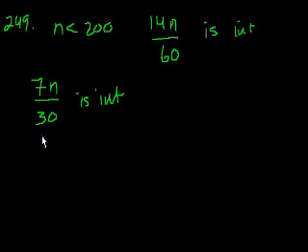Well, let's just pick the smallest one. I mean, there's a lot of different candidates. n could be 30 or 60 or 90 or a bunch of different numbers. But let's just pick n is equal to 30. They just say that n is less than 200. So let's just say that n is equal to 30.